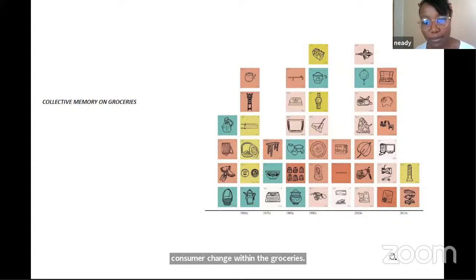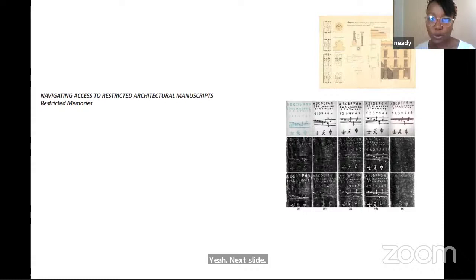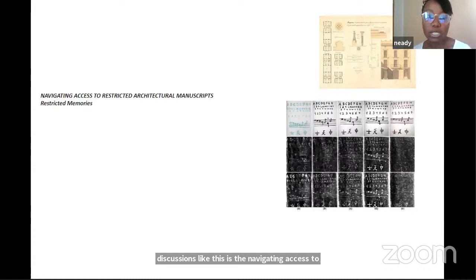Then this was one where we had a lot of discussions. This is the navigating access to restricted architectural manuscripts. This student is an architecture student studying in Spain, but she comes from China. She was speaking about how in Spain it was easier to get access to manuscripts than in China, because in China the manuscripts are very, very protected because of the cultural and political value they have, and also because they are delicate.